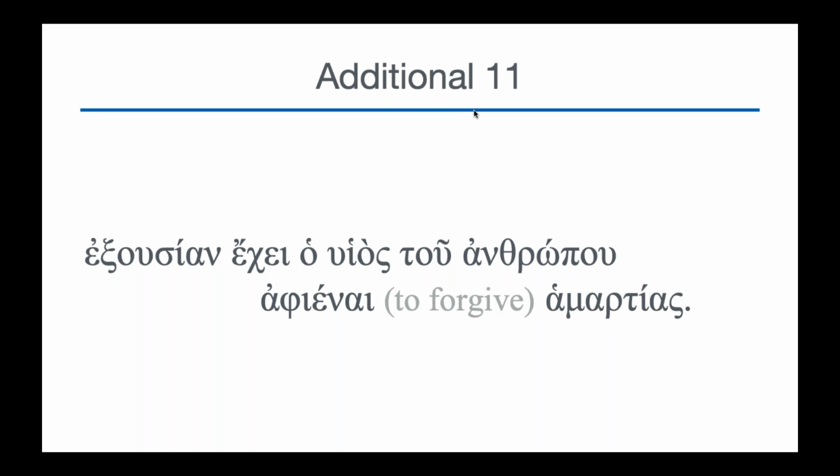Aphienai, to forgive, hamartias, sins. Is it just to forgive? That's an infinitive. I'm blanking. So the son of man has authority to forgive sins. There's a word for whenever you make a verb into a noun. I can't remember what it is. It's one of the last chapters. Anyway, to forgive sins. That alpha sigma is accusative plural feminine.